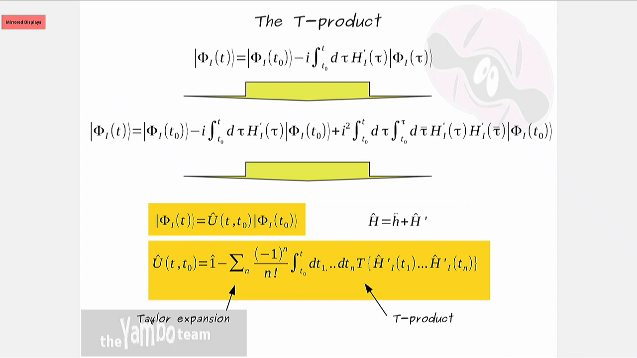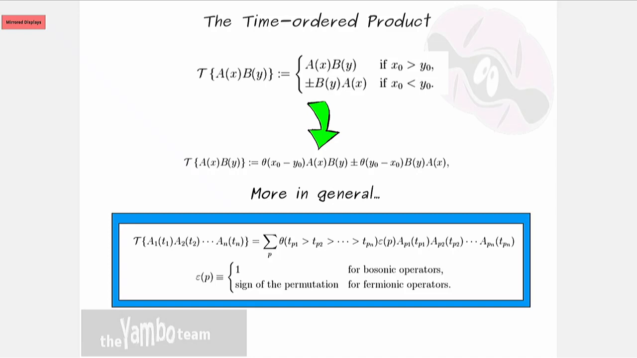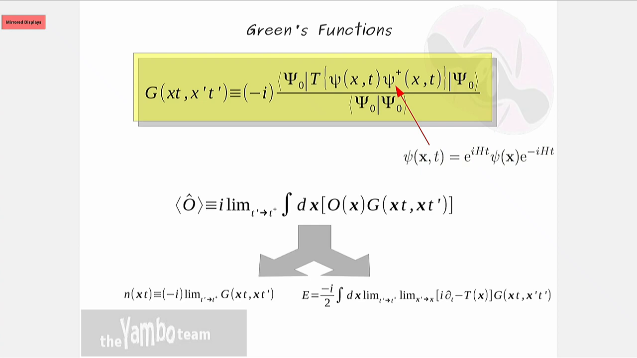Okay, this is your evolution operator, and that defines the time order product, which is just a time product of two operators ordered depending on the relative time order of the two arguments. And then the last tool you need to introduce for the methodology is the Green's function. This is a key object in all many body approaches.